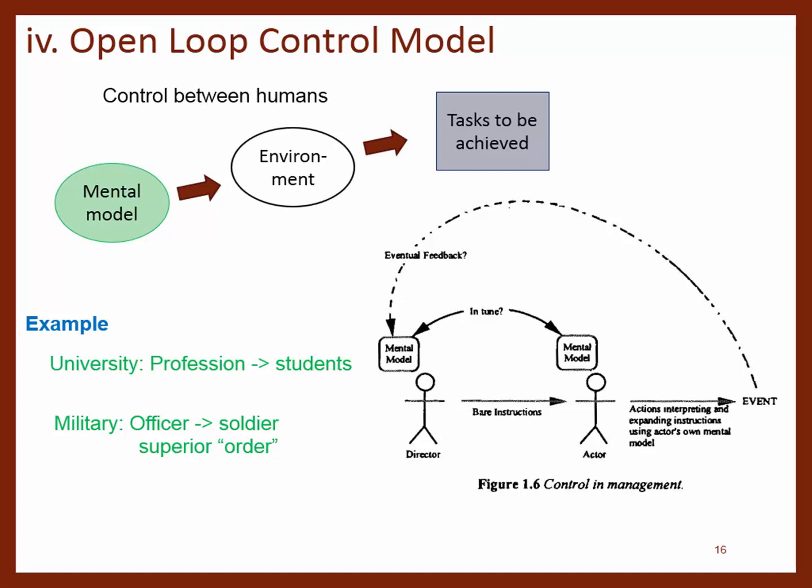So you provide the instructions, and the person performs actions, interpreting and expanding the instruction using the actor's own mental model. So you get the instruction from this person, and he uses that information and his own understanding of it to get to action. And then whether that outcome is achieved or not, you're going to get that feedback from that person. If you have achieved the outcome, you're good. If not, then some corrective actions are going to happen.